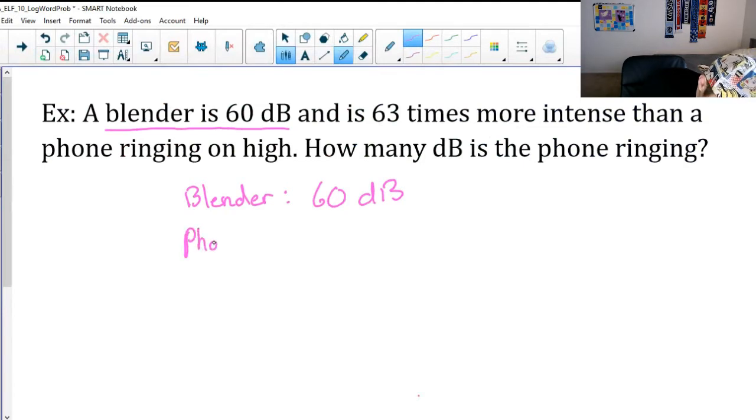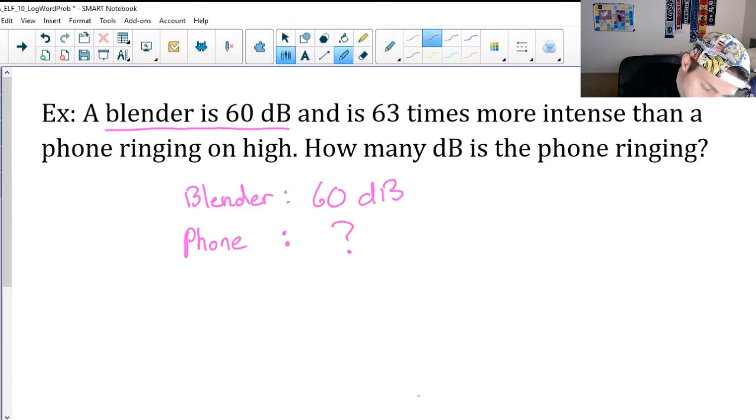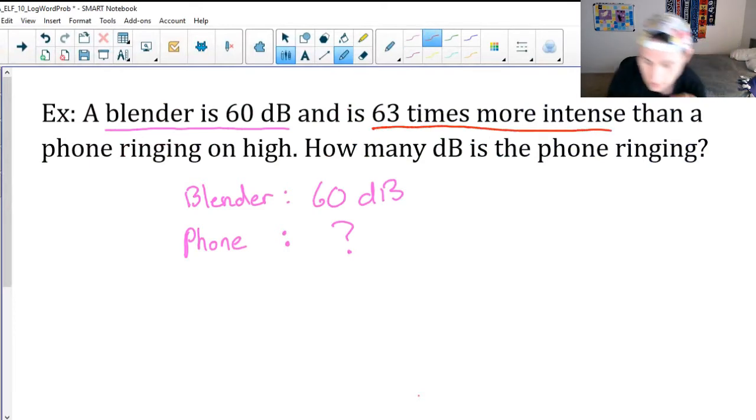The phone, I don't know how many decibels that is. That's the whole goal, right? The question at the end says how many decibels is the phone ringing? Okay, so we can figure that out by using this other piece of information we know, which is that the blender is 63 times more intense.